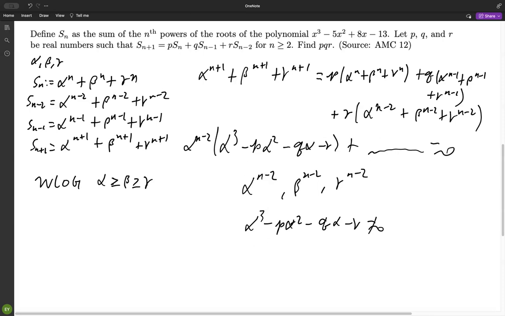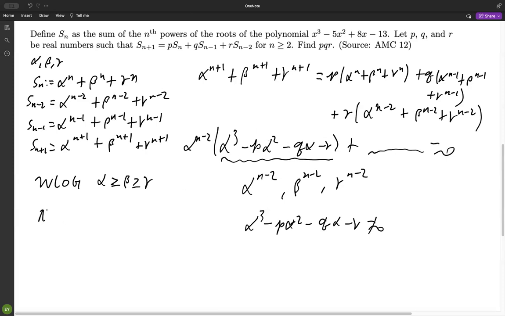And I noticed something: our equation right here is symmetric, not cyclic. Wait, it is also cyclic, but it is also symmetric. So we know that this is symmetric. So why don't we observe more on these terms right here? So we have alpha cubed minus p times alpha squared minus q alpha minus r. And we have the same ones, but with beta and gamma replacing alpha.